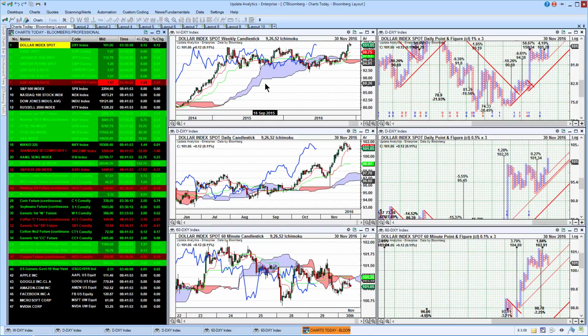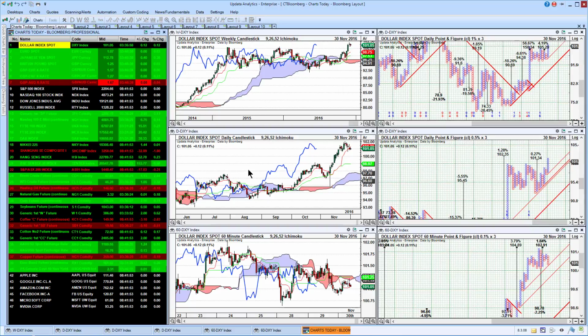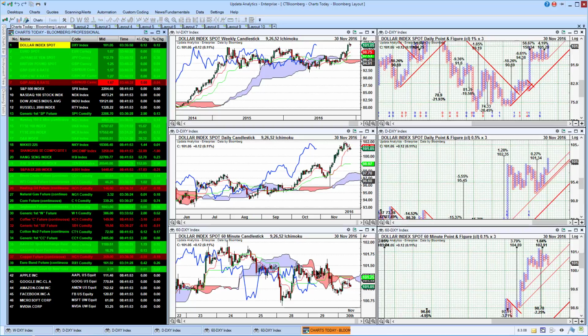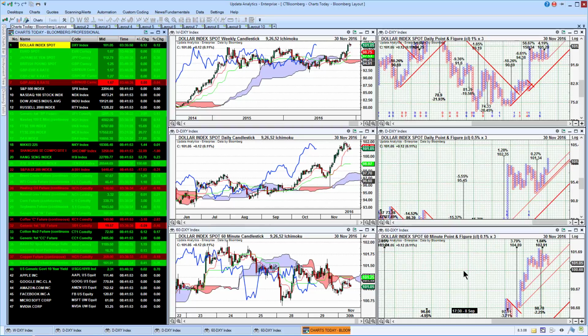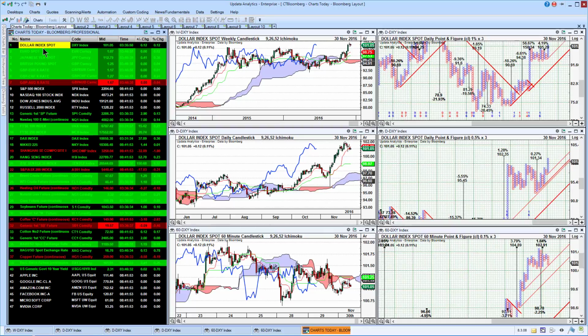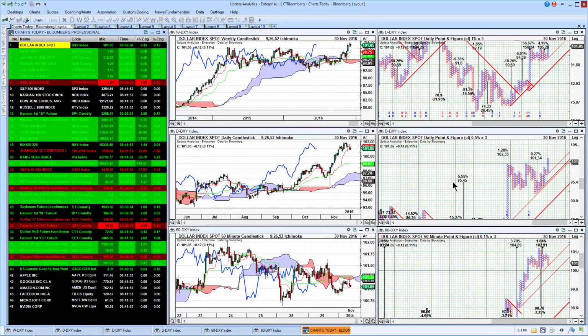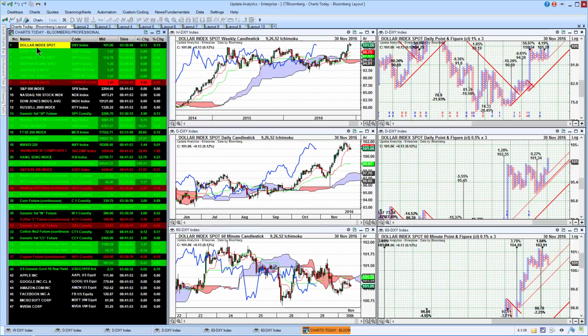And so we look at the weekly charts, 1% point and figure, the medium term, which is daily, and a 0.5% point and figure log scale, and then the short term, 60-minute chart and the 60-minute point and figure. So this is your long, medium, and short-term view, and we just go through the stocks.